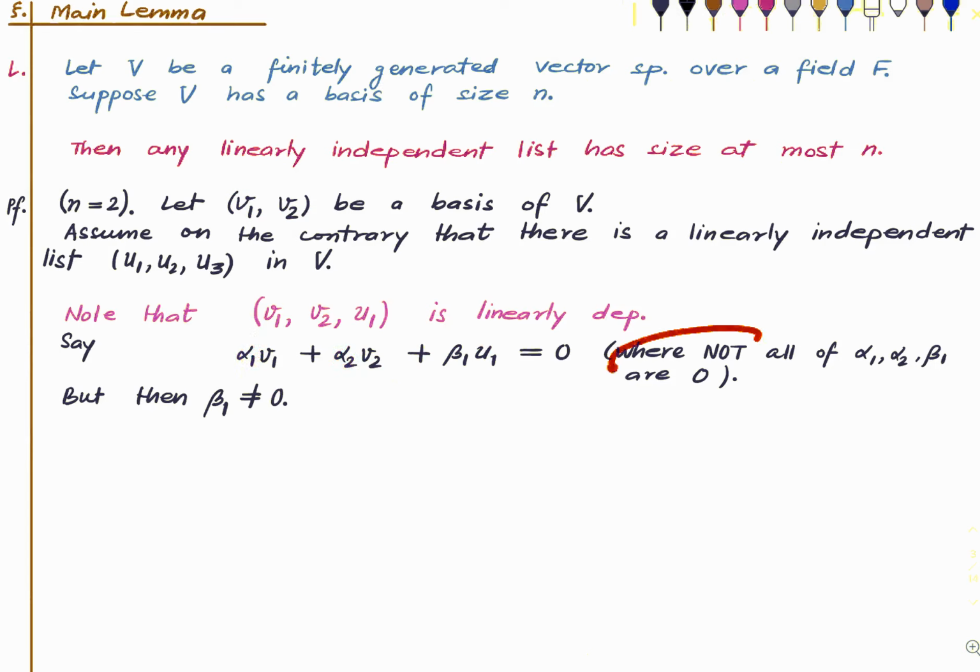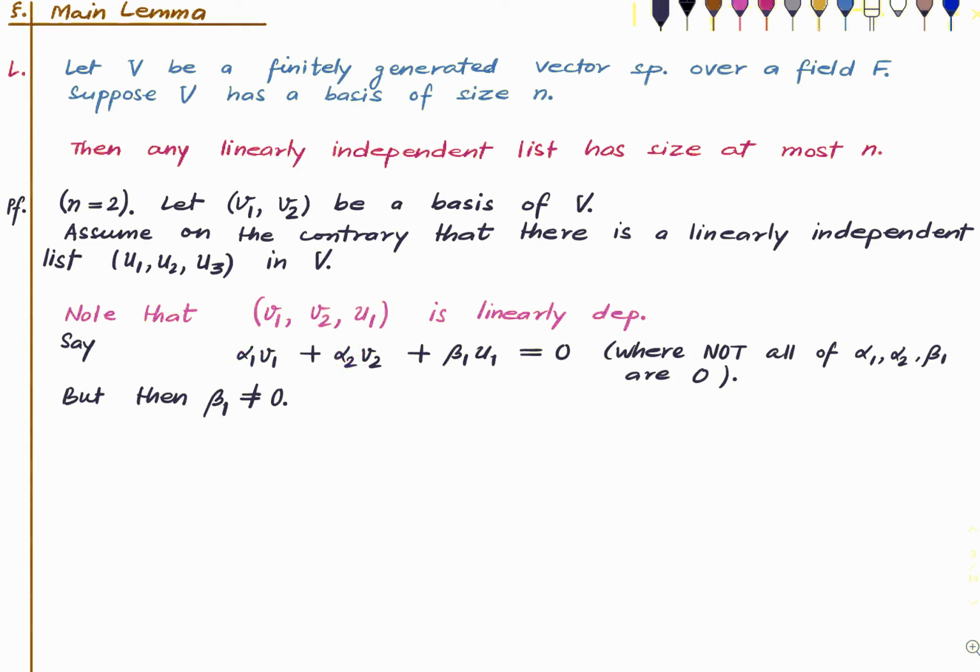And therefore this thing wouldn't be true anymore. So if beta 1 is 0, then alpha 1 and alpha 2 are also 0, and hence we would have a contradiction to the choice of alpha 1, alpha 2 and beta 1. So beta 1 is non-zero. Alright. Now, at the same time, not both of these two things can be 0.